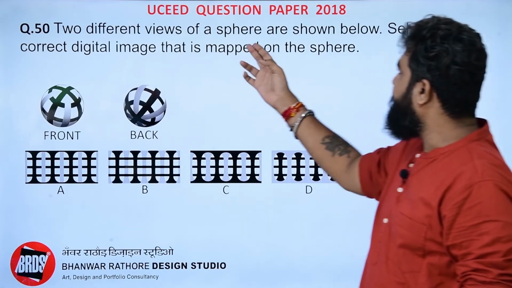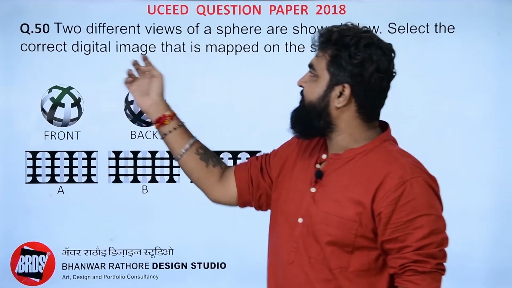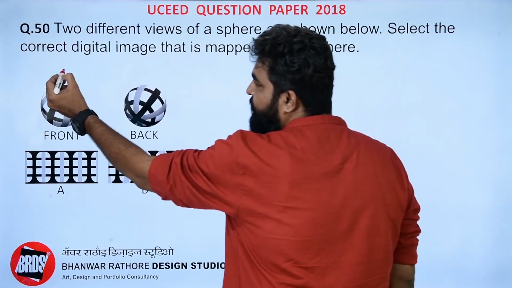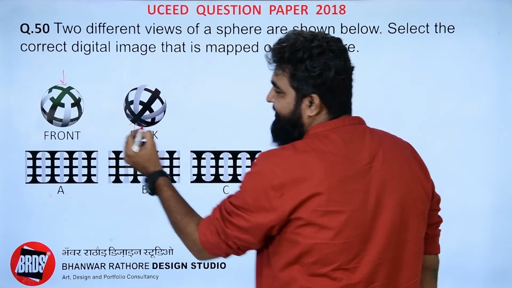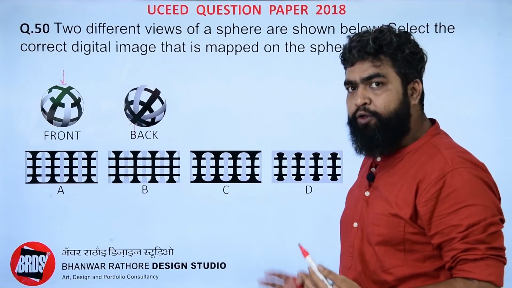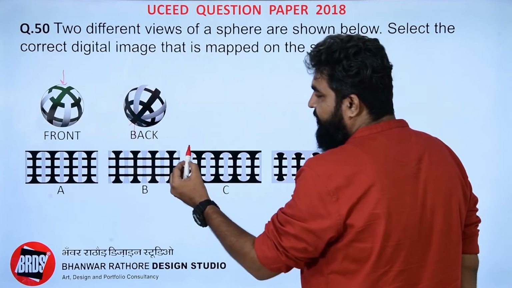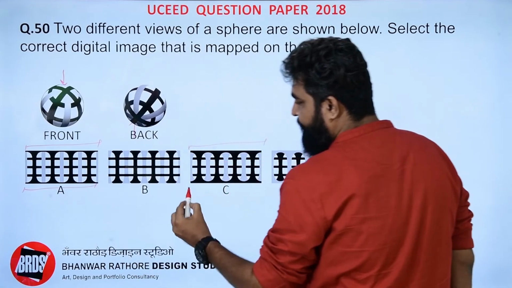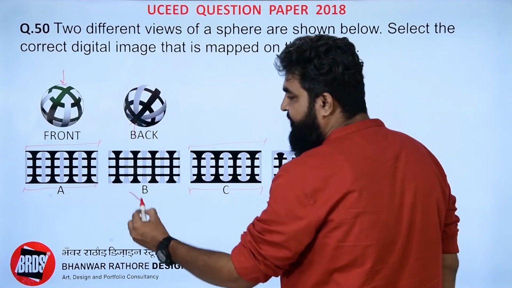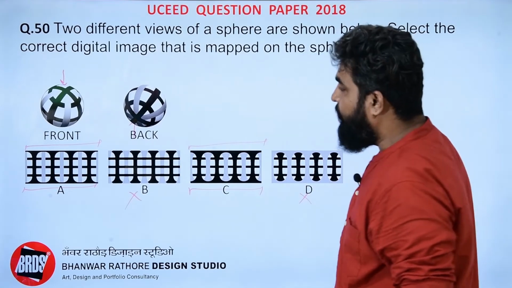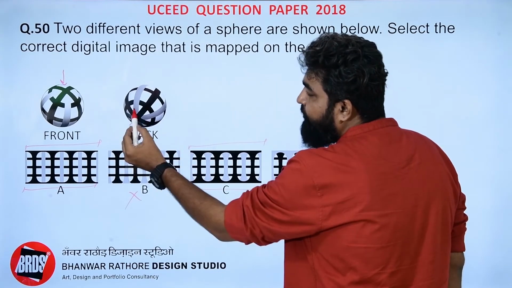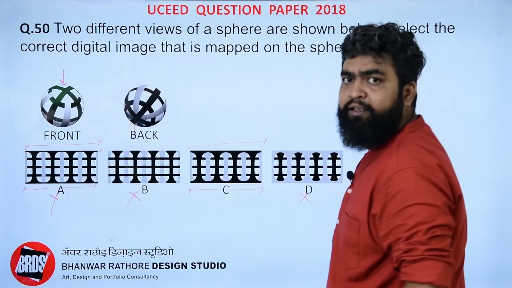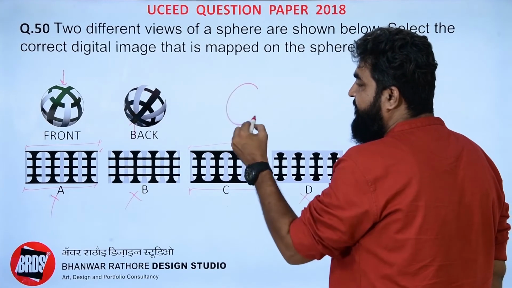Two different views of a sphere are shown below. Select the correct digital image that is mapped on the sphere. Now here, if we check on both the poles of the sphere, we can see black strips. So in that case, if it is folded open, then we have to see the whole black patch on the image of the top as well as on the bottom. Based on that, if we check, B and D will be eliminated directly. Now if we check, the thickness should be a little higher than shown in A, so A also will be eliminated, and then based on that the correct answer will be C.